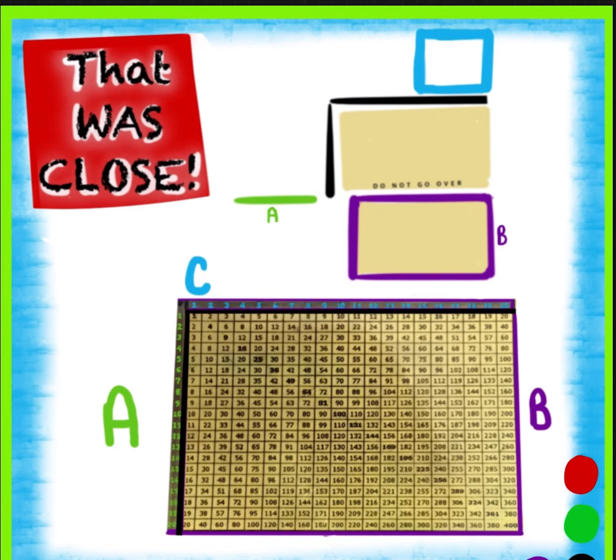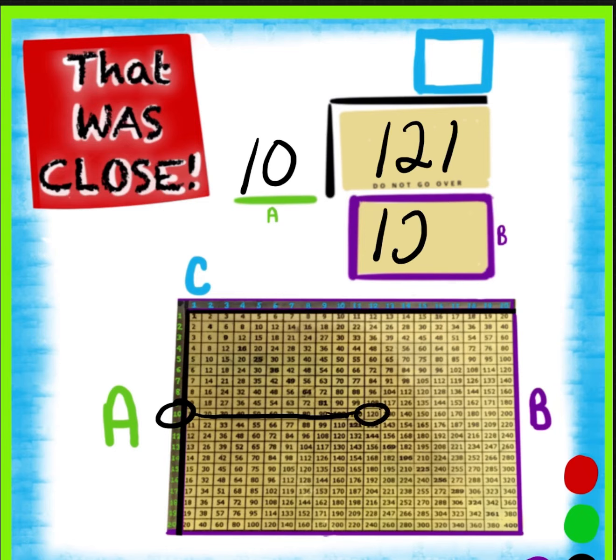Okay, erase. The next row, you're going to be in the 10's row. You're looking for 121. So then they go to the 10's row. They go across. They're looking for 121. 120 is as close as I can get. So 120 is as close as I can get. And what number's on top? 12. And they're done. And that's the game.